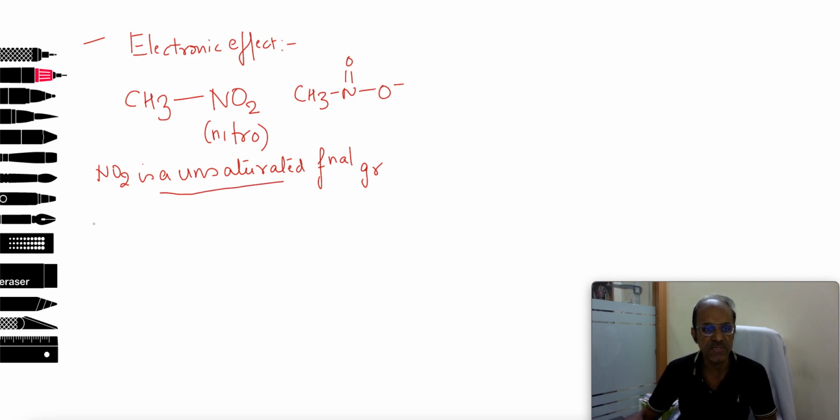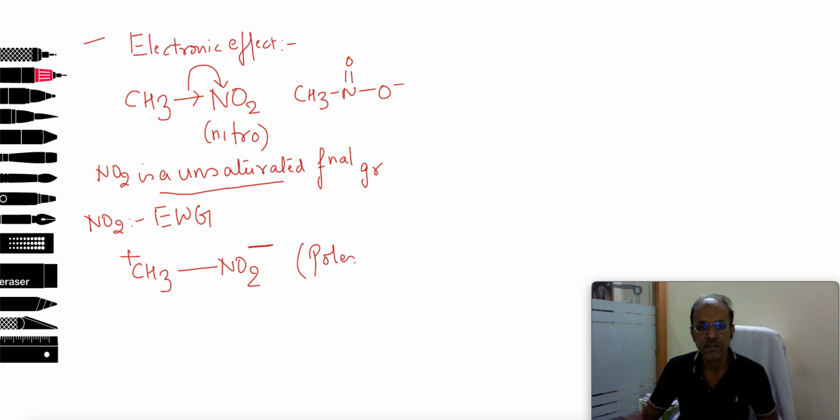And as we have seen in the previous lecture, if there is a presence of a double bond, it is an electron withdrawing group. So we can say nitro is an electron withdrawing group, EWG. Nitro is going to pull the electrons towards itself, so there will be a flow of electrons. It will be negatively charged and this will be positively charged. So poles are generated, and in such a compound there is polarity. Polarity means poles being generated.